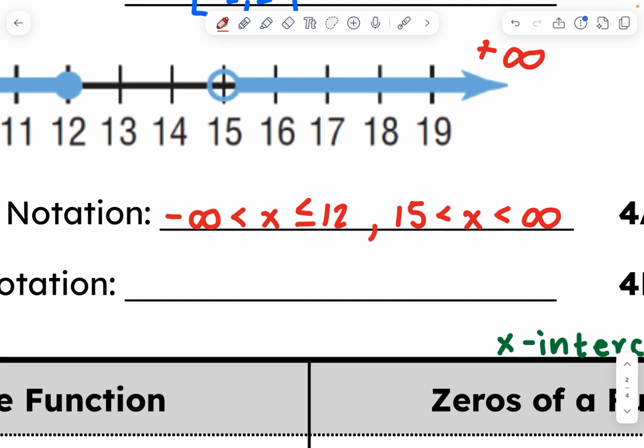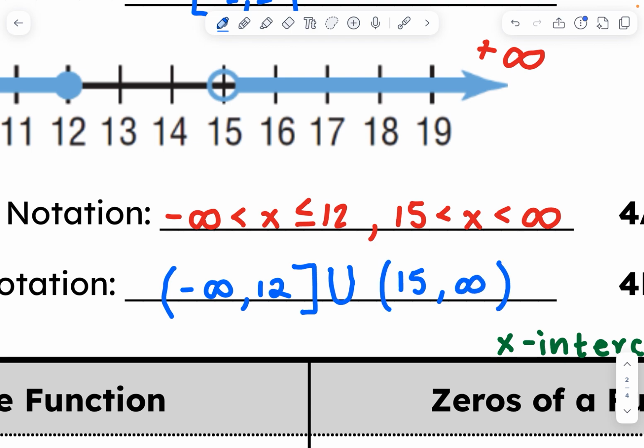In order to write this out using interval notation, I would put -infinity, comma 12. I can never equal an infinity no matter what, so I would use a curved parenthesis. Because there is an equal sign on this inequality, though, I'm going to use a bracket for the 12. When using interval notation, we do not separate with a comma, but instead we use a large U, known as the union symbol. And then I can write out my interval for the right-hand side using a parenthesis on both sides in this case.